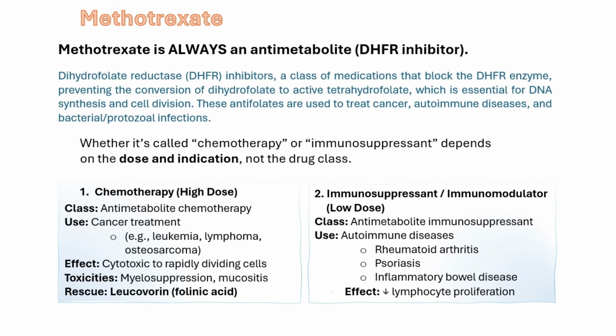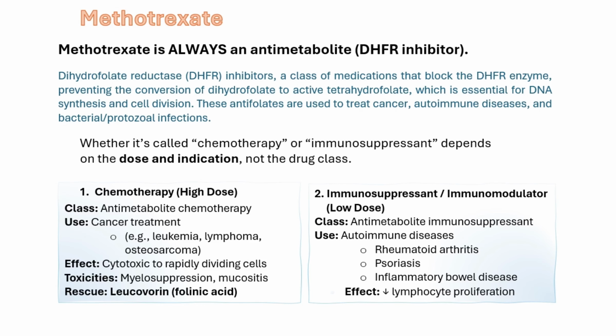Methotrexate. Methotrexate is always an antimetabolite, DHFR inhibitor. Dihydrofolate reductase, DHFR, inhibitors are a class of medications that block the DHFR enzyme, preventing the conversion of dihydrofolate to active tetrahydrofolate, which is essential for DNA synthesis and cell division. These antifolates are used to treat cancer, autoimmune diseases, and bacterial/protozoal infections. Whether it's called chemotherapy or immunosuppressant depends on the dose and indication, not the drug class.